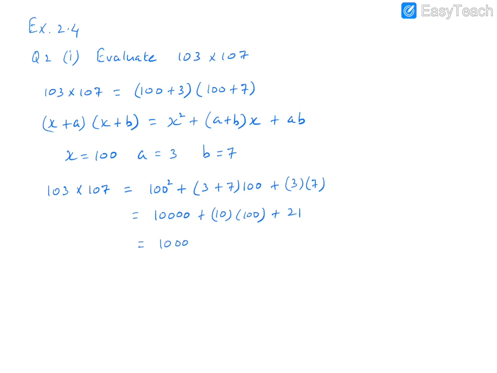So we have 10,000. 10 into 100 is 1,000, plus 21. So we have 11,021. It's 11021. Okay, so we have 10,000 plus 1,000 is 11,000 plus 21 is 11,021. You see, we have been able to compute this product by using the algebraic identity in a much simpler way, rather than having to directly multiply these two numbers. Okay, so this is one of the utilities of algebraic identities.